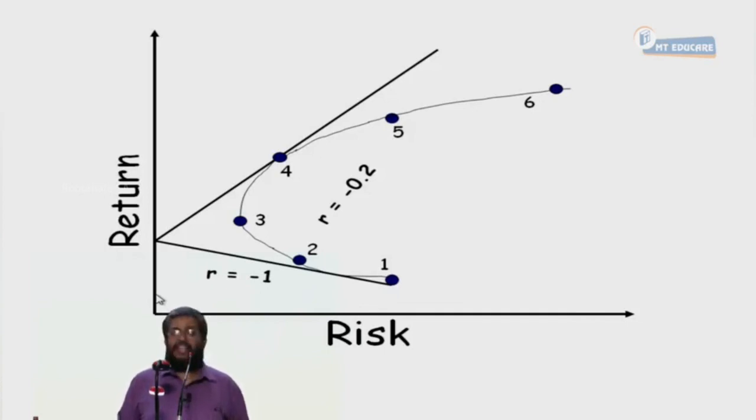Already we discussed such proportions to be: proportion of A is equal to sigma B by sigma A plus sigma B. And proportion of B is equal to sigma A by sigma A plus sigma B.